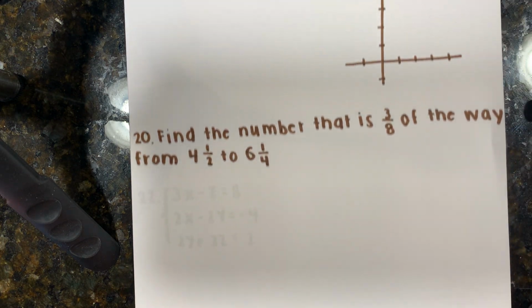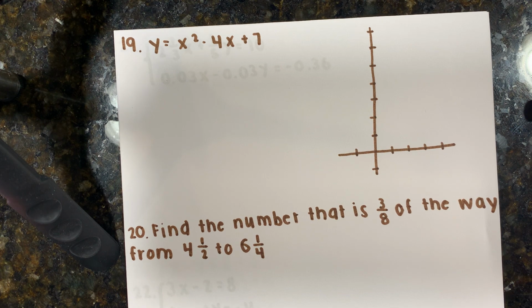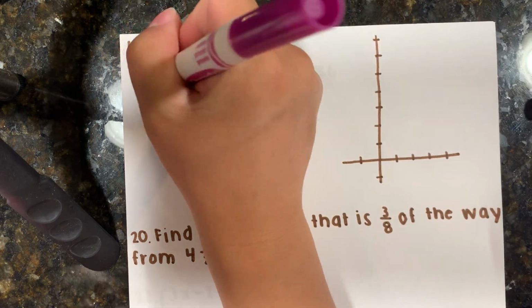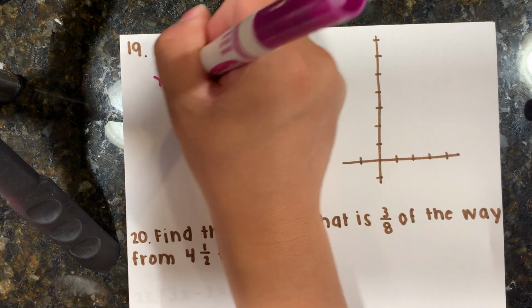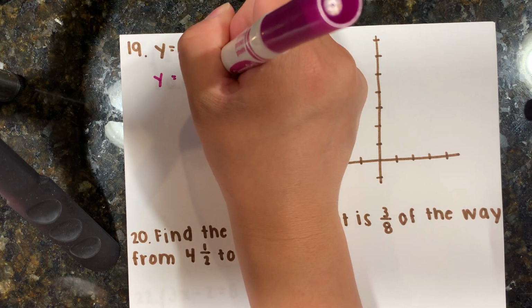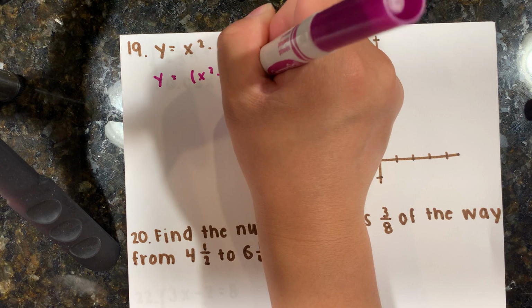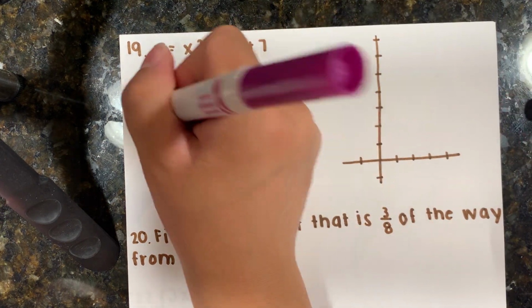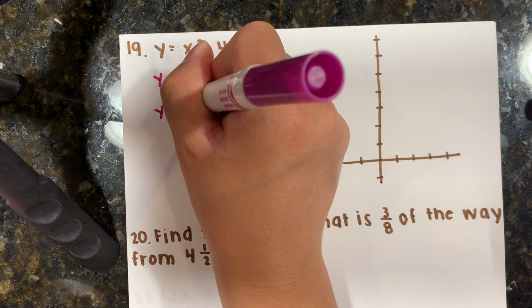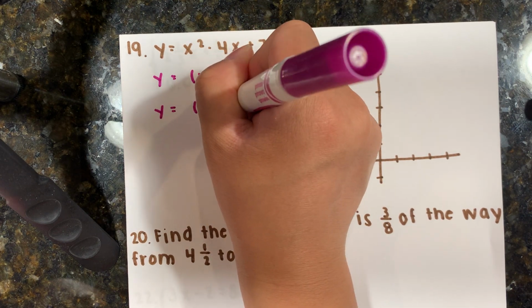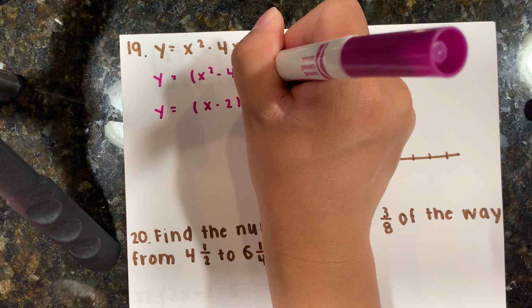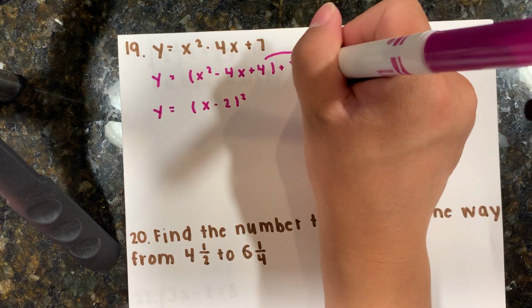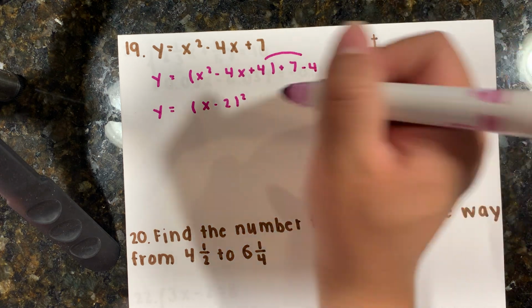Now for number 19, the first thing that I'm going to do is I'm going to put all the x's in parentheses so I can graph this or complete the square. So x squared minus 4x, leave a space, and then plus 7. Half of negative 4 would be negative 2. When I square that, I would add 4, but remember you have to do the opposite to the outside. So you're going to subtract 4 from the outside.